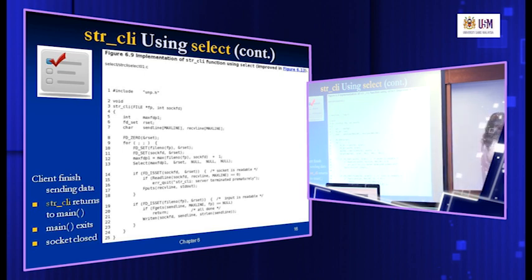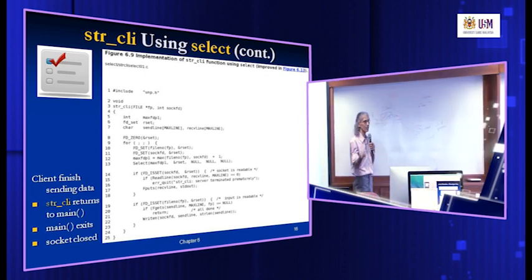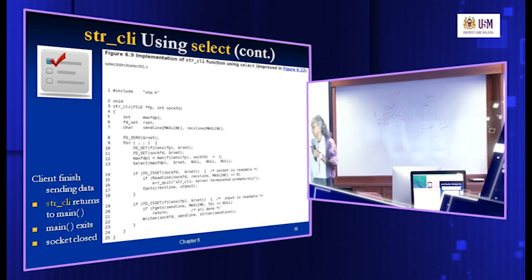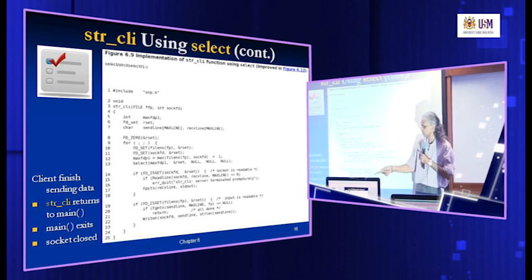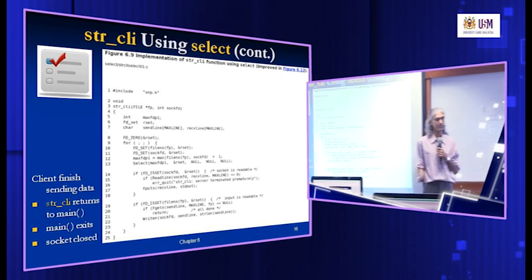So the user has sent in data. That means we fgets, read the data from the user, and then we will write it to the socket to be sent to the server. So we fgets into a line, fgets from the stream, and then put into the send line, read it into here, and then write the send line to the socket. Right?